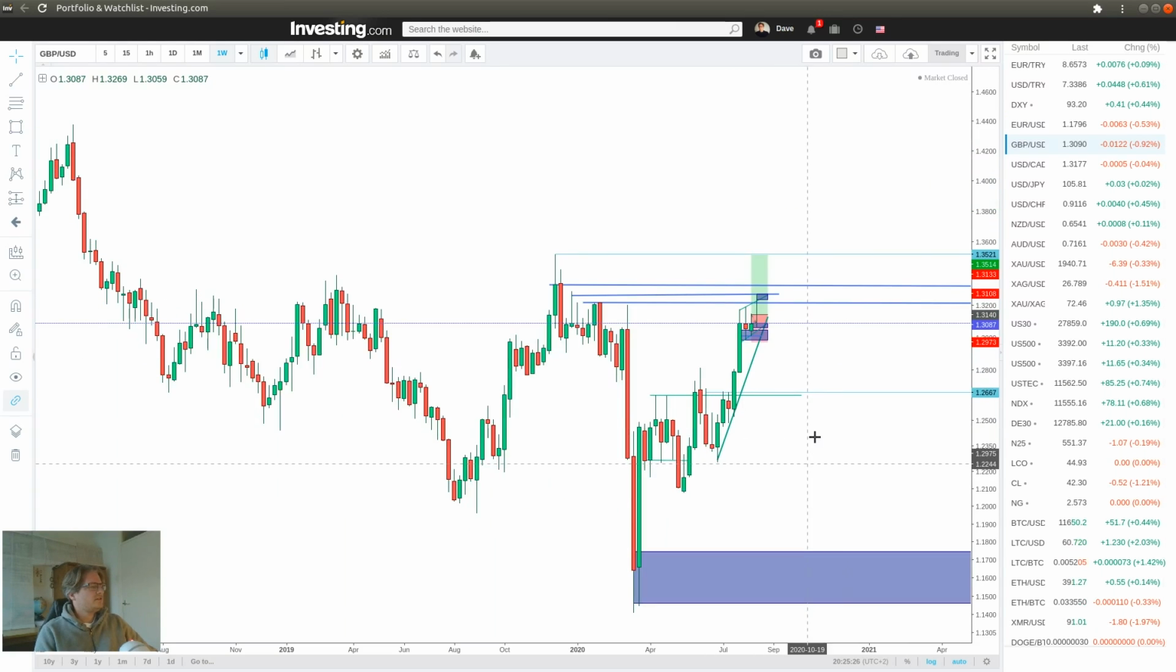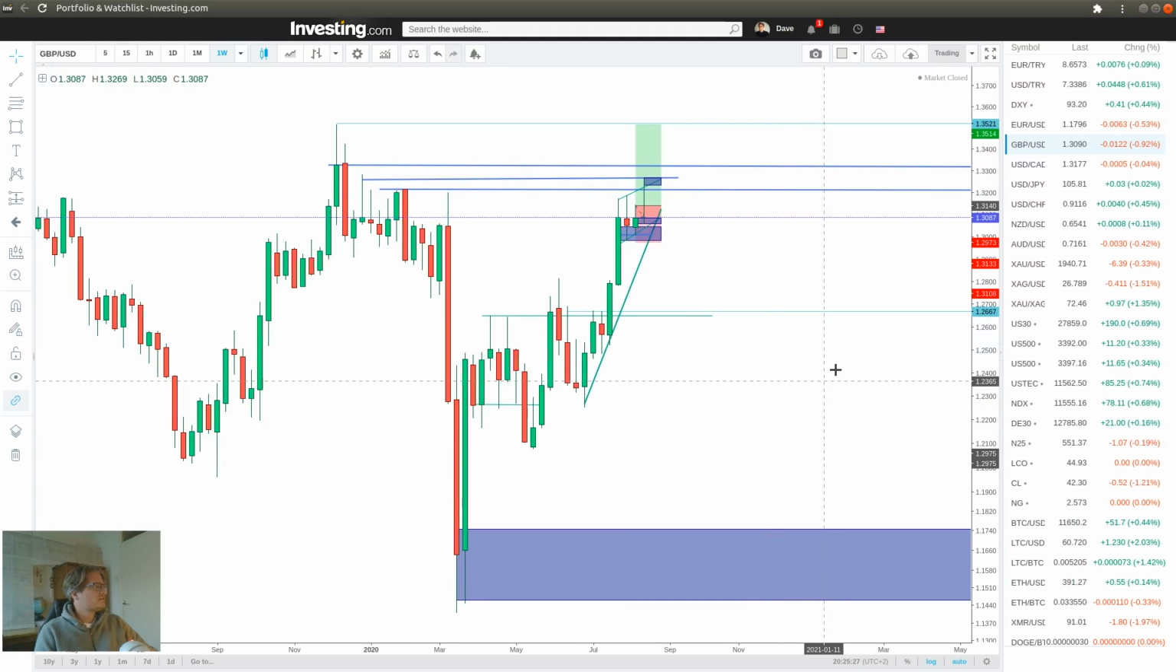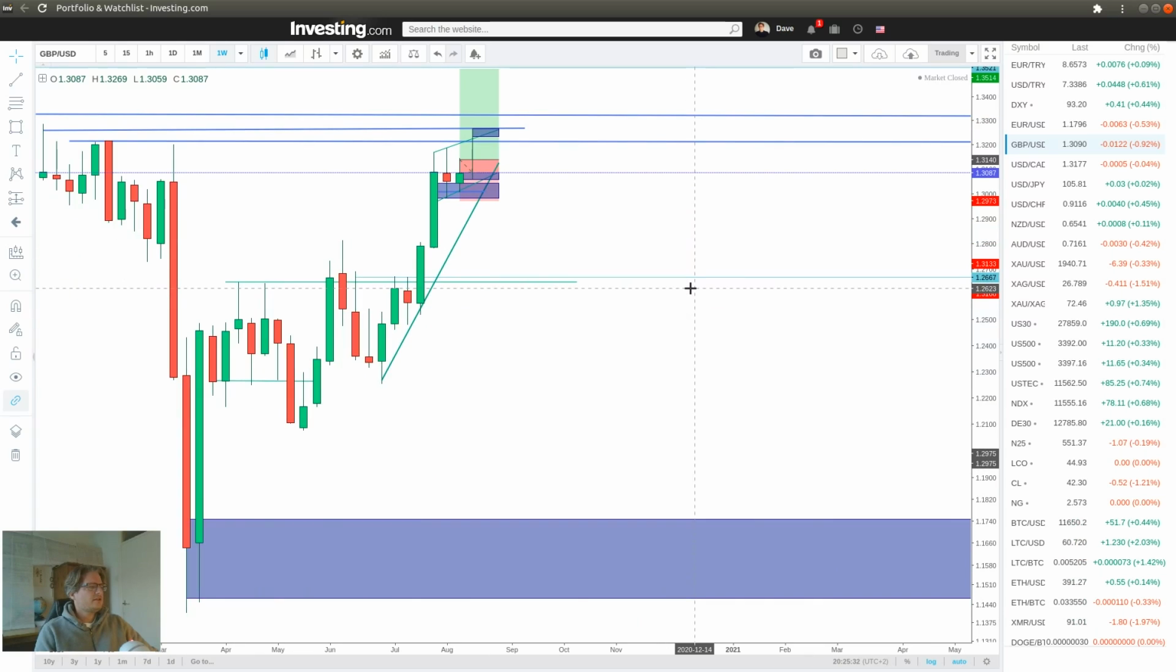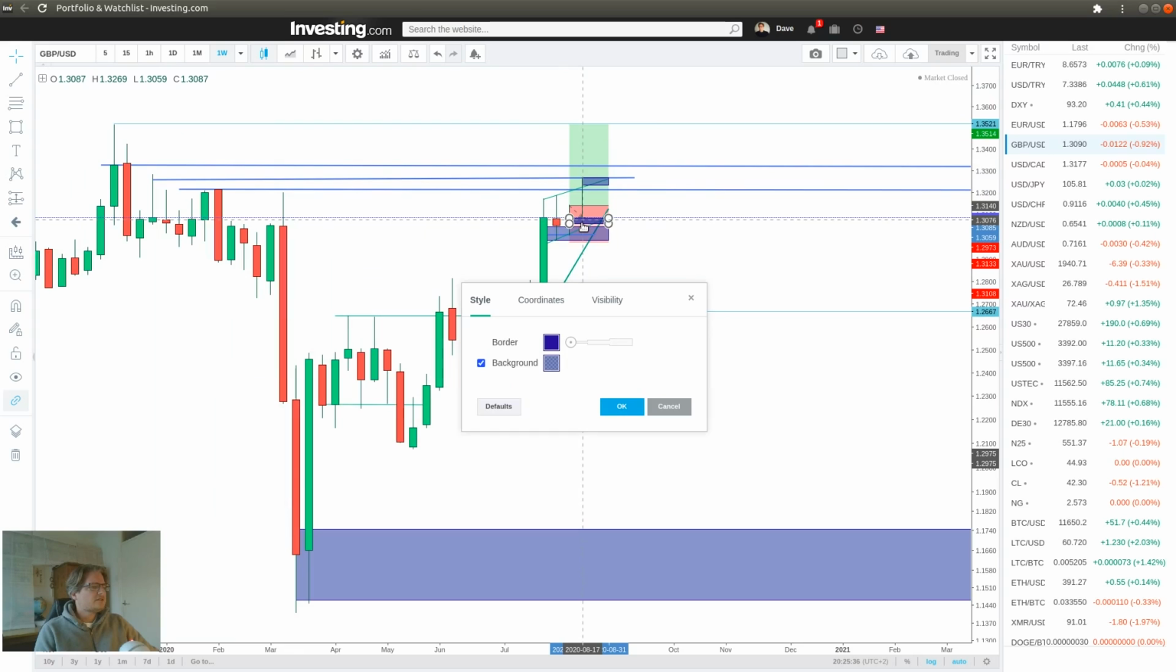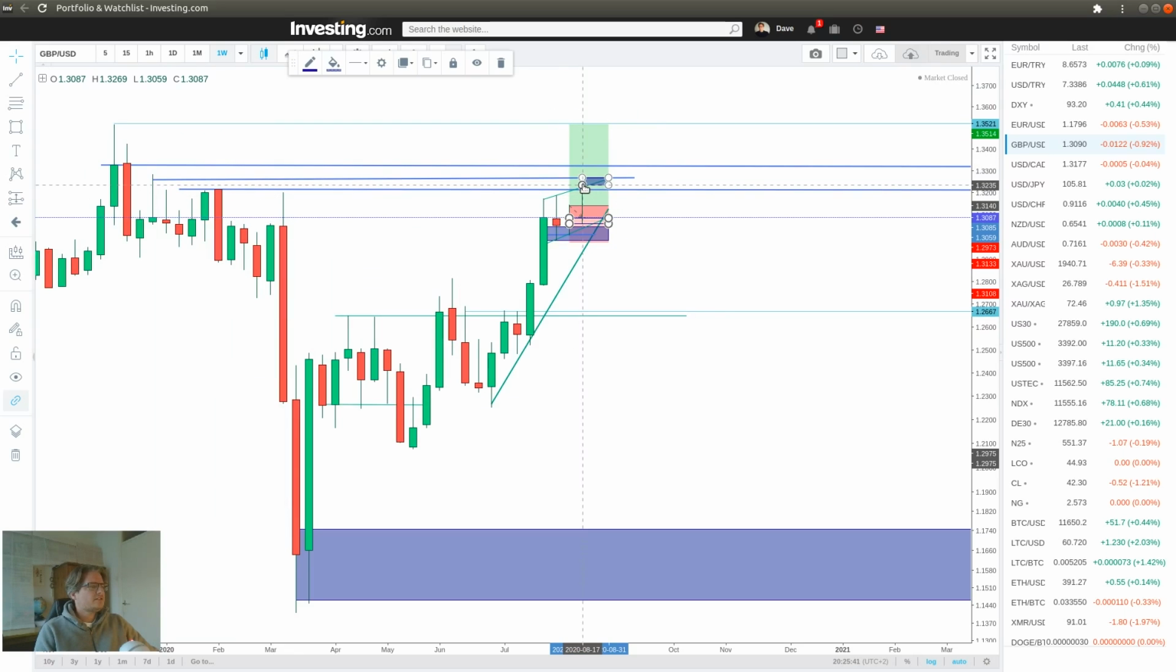So let's see here on the Great British Pound US dollar, we see the same kind of pattern. I hope it's a little bit clear. I have some markings here. Let's see if I can make this a little bit bigger. Let's remove the background for now.